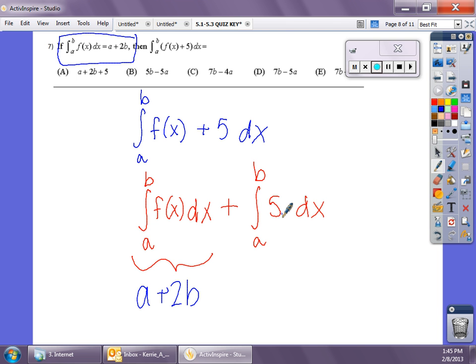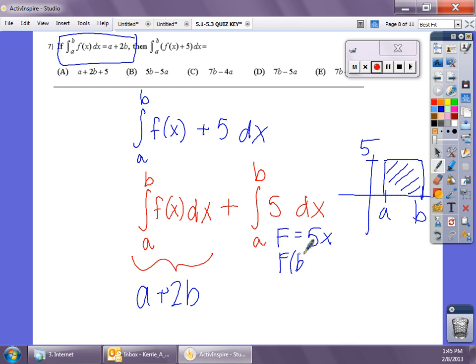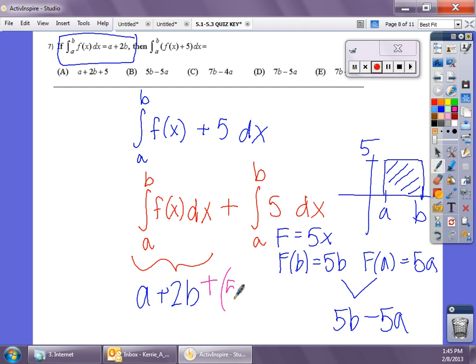There's two ways to do it. You could say that that's the integral from a to b of the function 5. Net signed area would be a rectangle with a height of 5 and a width of b minus a. Other way, the antiderivative would be 5x. F of b would be 5b. F of a would be 5a. Therefore, you would have 5b minus 5a. So I'm going to put that in. Plus 5b minus 5a. And then your a's, it looks like we have negative 4a, and your b's, you have 7b's.